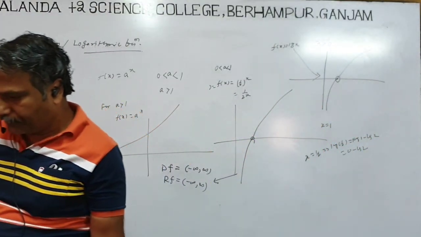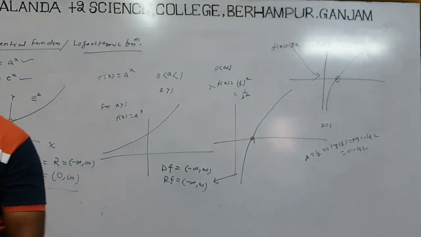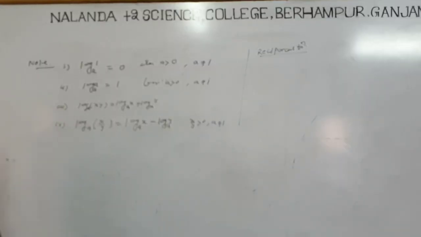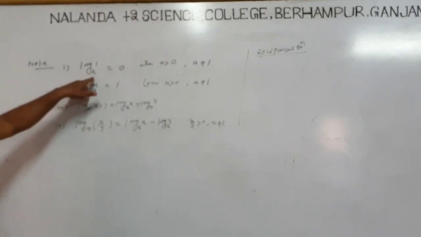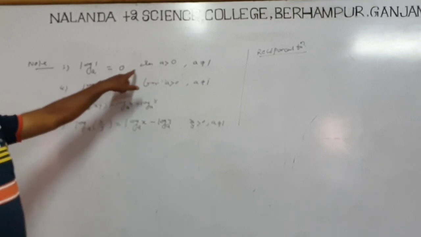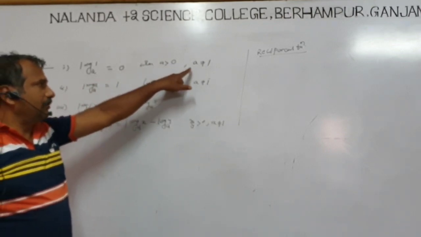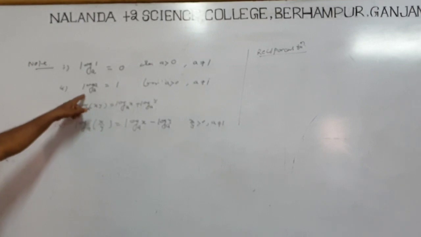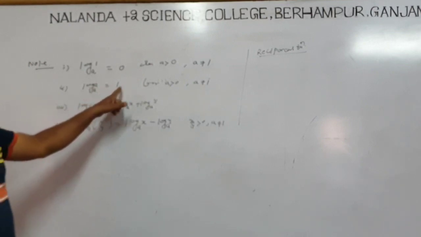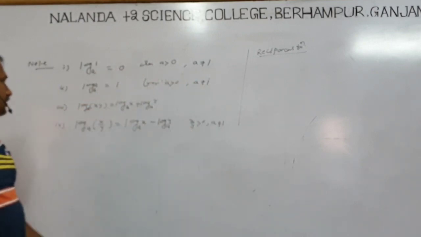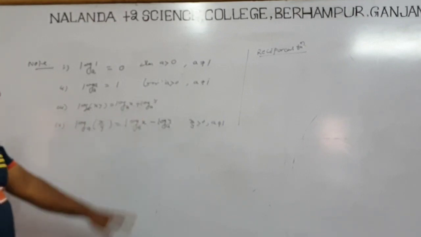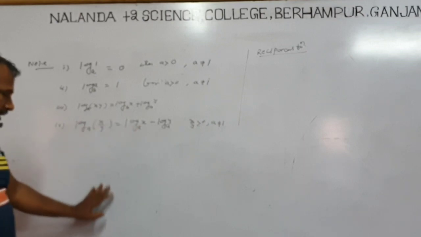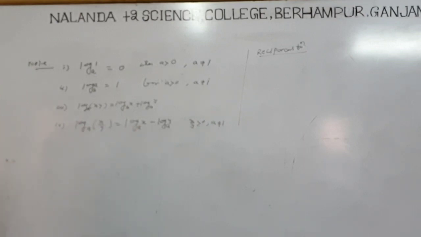Okay. Now the second one is some properties of the logarithm function. Log base a of 1 equal to 0, where a is greater than 0 but a is not equal to 1. Log base a of a is always equal to 1, but the condition is a is not equal to 1. Log base a of xy equal to log base a of x plus log base a of y. And log base a of x by y equal to log a x minus log a y. Okay, but a is not equal to 0.